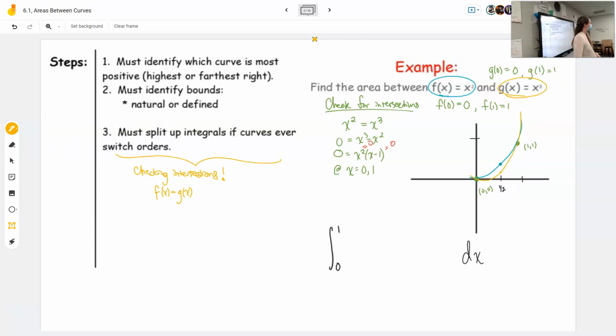Cube doesn't get bigger until after 1. So x squared is actually going to be the top. But here's the question. What if you just said, screw it, I'm going to subtract?